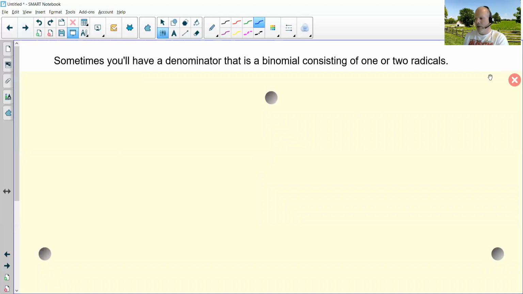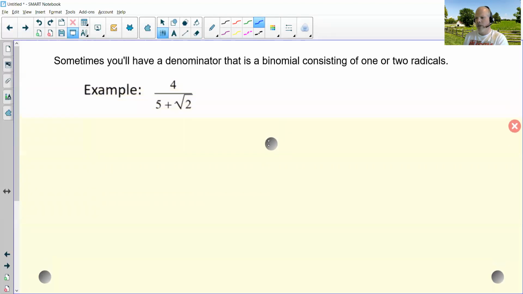Sometimes when you are simplifying radical expressions, you'll end up with a binomial. So you'll get a polynomial with 2 terms. In other words, I have one term that is 5, I have the other term that is square root of 2. That's called a binomial. And when that happens, we have a different way that we handle removing the radical from that denominator.